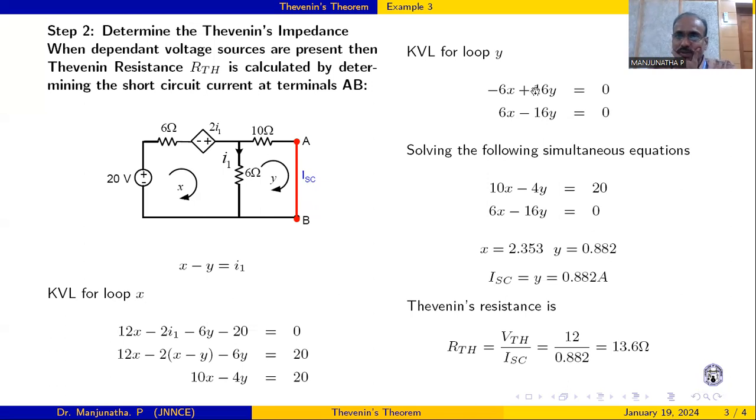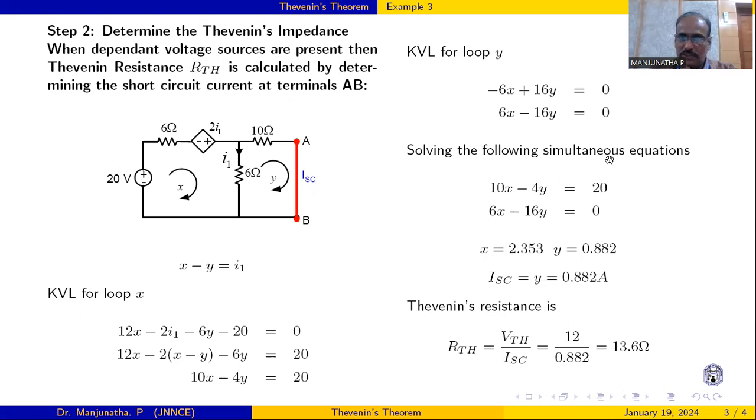Then 6x minus 16y is equal to 0. Here, when coming to this second mesh Y, KVL for this is 10 plus 6, you can call it 16y. 6x, because both currents X and Y are flowing here. Minus 6x here, because opposite, plus 10 plus 6, it is 16y. No voltage source here, 0. Or we can rewrite this as 6x minus 16y.